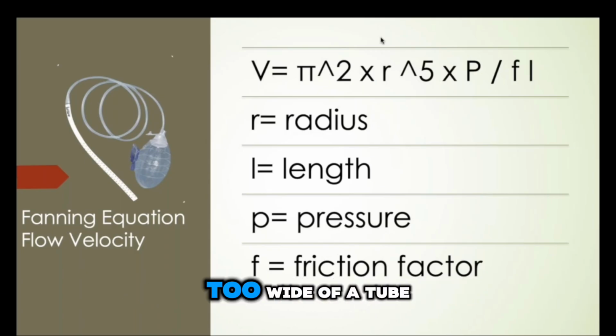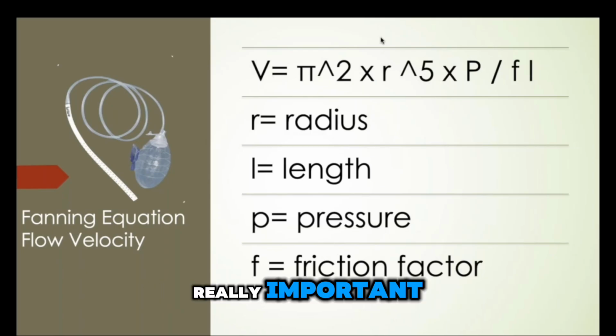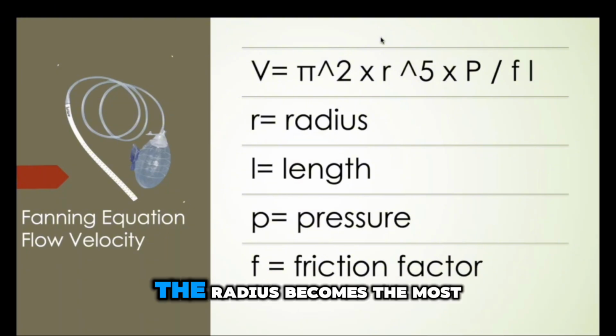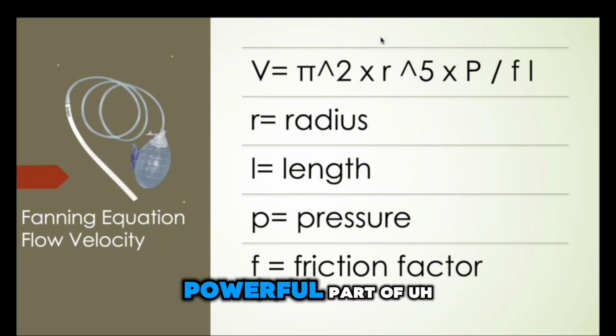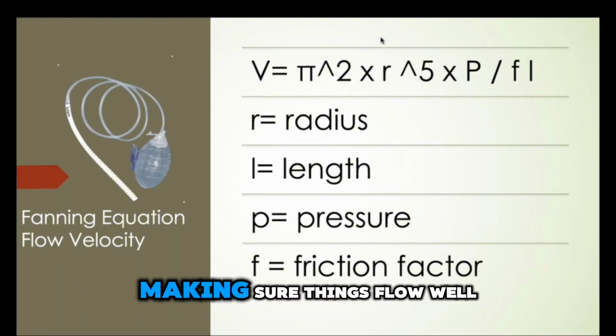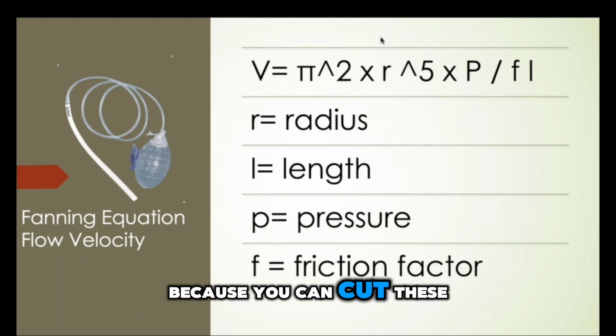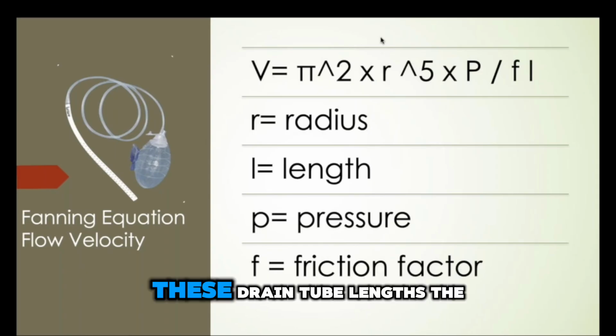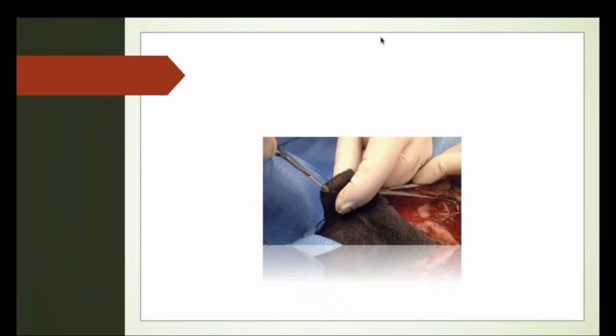Obviously, we don't want to put too wide of a tube in a Chihuahua, but we also don't want to use a teeny little diameter tube in a Great Dane. So having different sizes is really important. But you can see from the equation, the radius becomes the most powerful part of making sure things flow well. Now, length is important too, because you can cut these as short as you want as they exit the body. So the shorter we keep these drain tube lengths, the better this will drain over time.